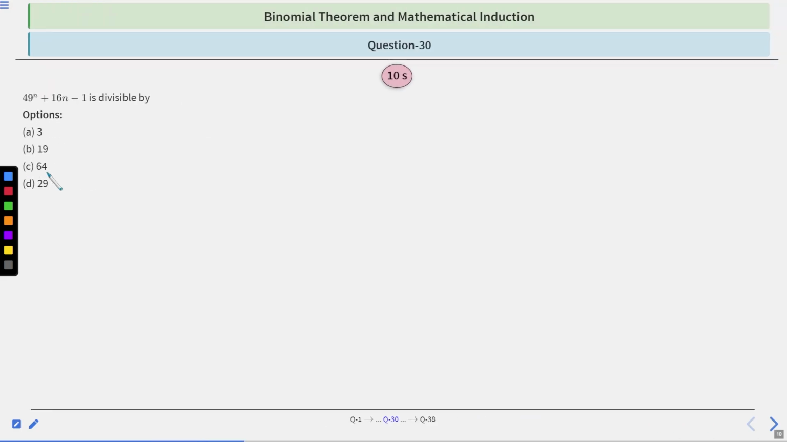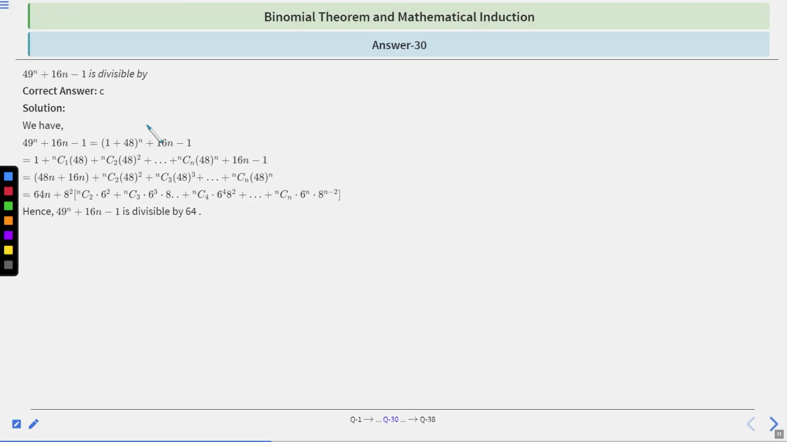Question number 30. 49^n + 16n − 1 is divisible by. So you have 10 seconds to solve this question. After 10 seconds, we will discuss the solution. Okay, let's move to the solution.